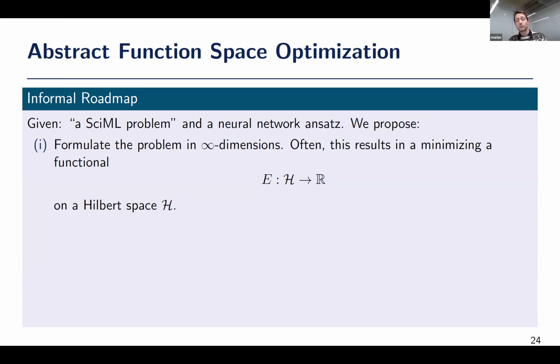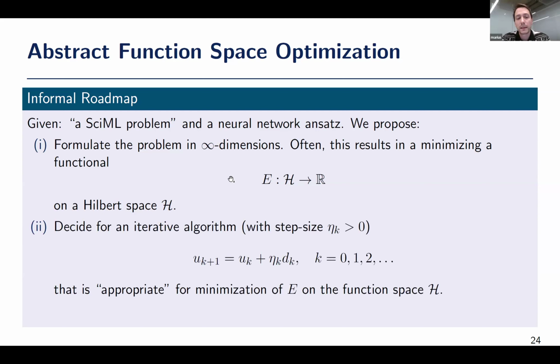So what I propose, how one should consider looking at these problems is, say we are given a SciML problem. So it's optimizing a nonlinear ansatz class, a network ansatz class, and the loss function involves PDEs. So the first step, I say, is we should formulate this as a problem in infinite dimensions. So you have a functional E defined on a Hilbert space, going to the reals, and you want to minimize E.